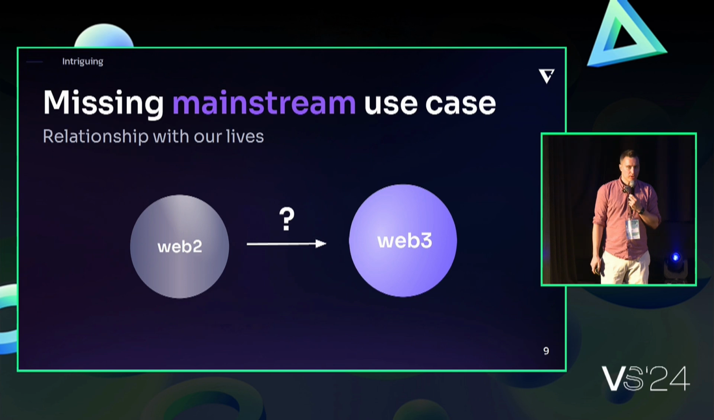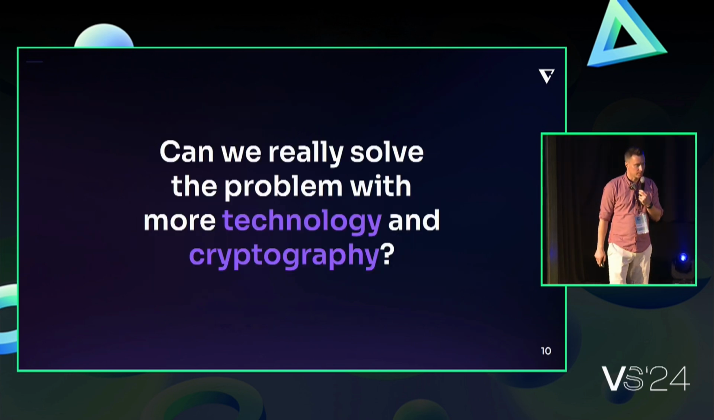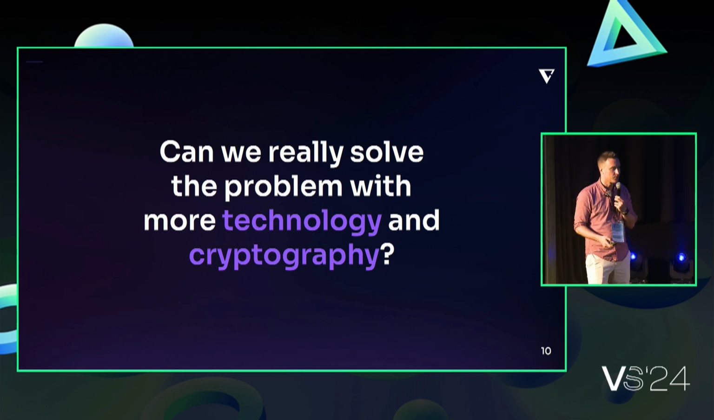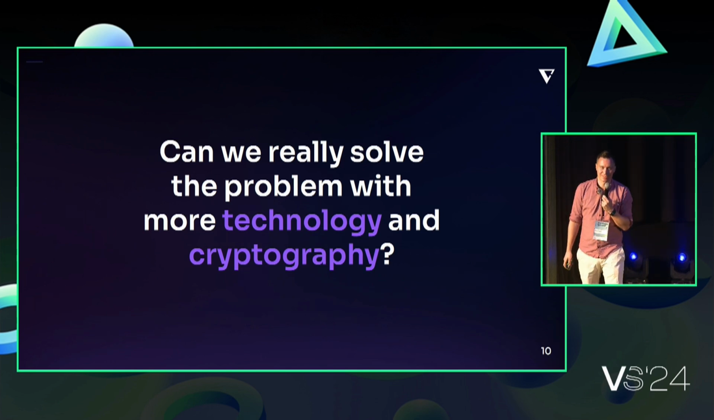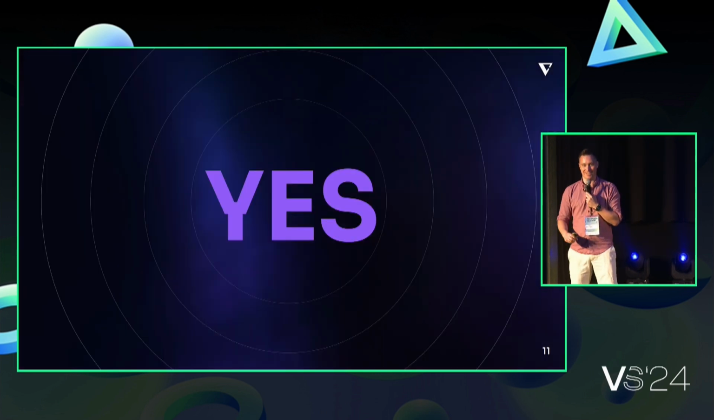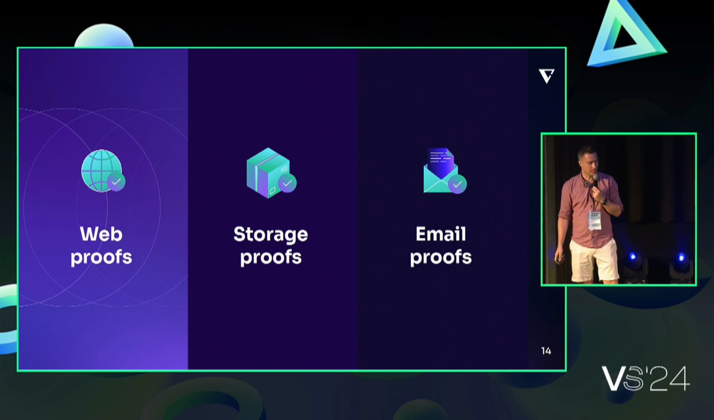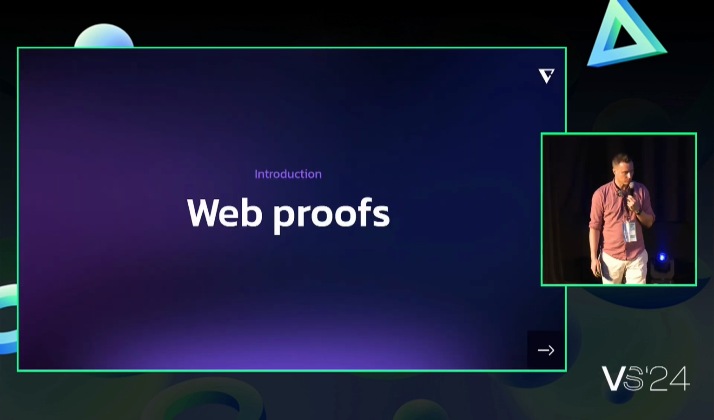So the big question for me for several years now was how do we connect one to the other? And this is where verifiable data comes in. This is where web proofs come in. And the big question one might ask: can we really solve the problem with even more technology and even more cryptography? And I think the answer is yes, we can. All right. So verifiable data, 3 different types. I talked about it already, so let's jump straight into the web proofs.